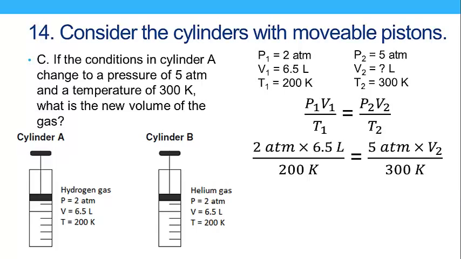Next, we cross multiply. So 2 times 6.5 times 300 is going to give us 3,900, and 5 times 200 gives us 1,000, so that's 1,000 V2. So we divide, and we get V2 is 3.9 liters.